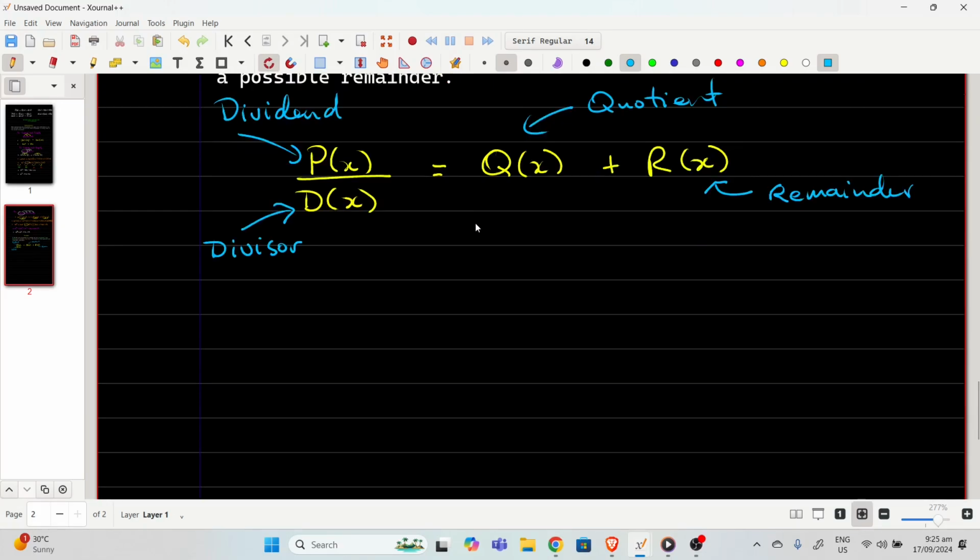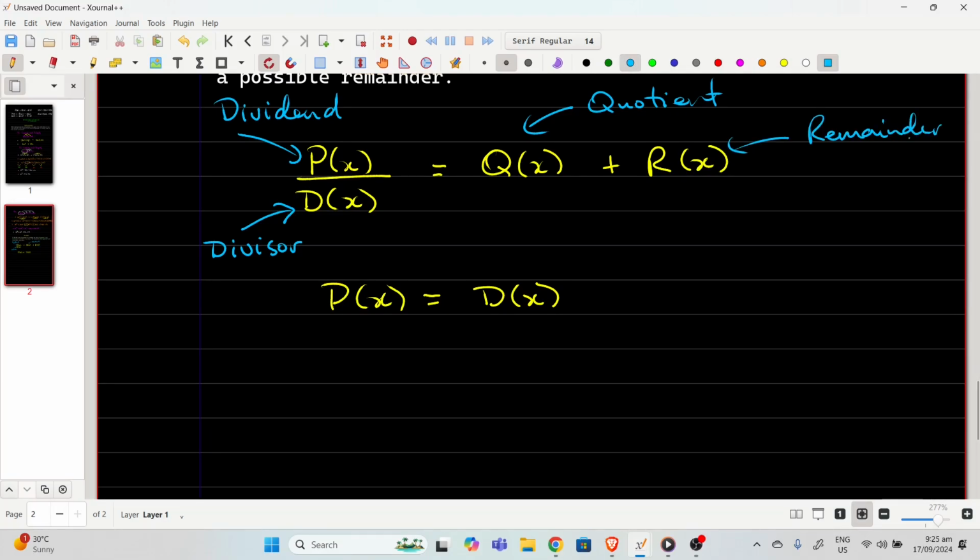Now, sometimes they write it in another form. What they do is they multiply both sides by d of x and they will end up with something like this: p of x is equal to d of x times q of x, plus the remainder. The remainder is usually in fractional form, so you would see that this here is r of x over d of x. As with any fraction, you would have a remainder, and that remainder is divided by the divisor, just like you have with fractions.